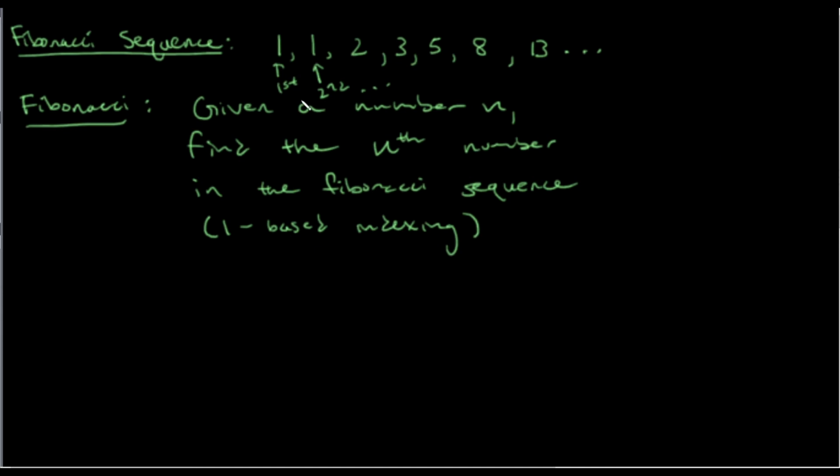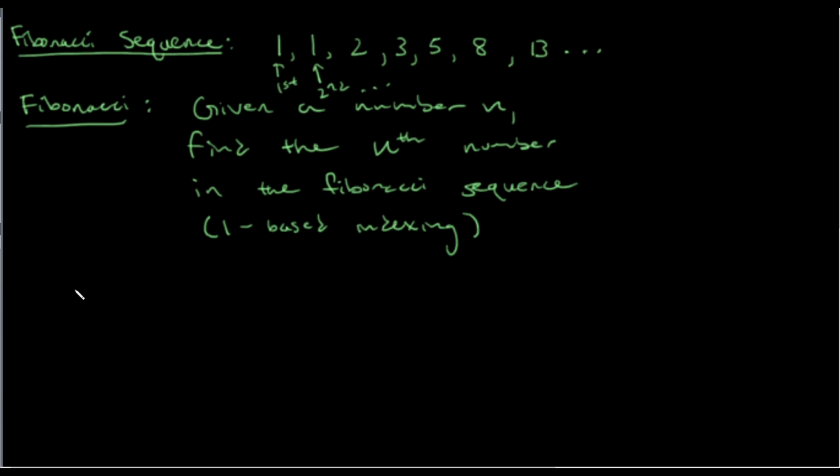And so it seems very natural here to define some sort of method or code that solves the Fibonacci problem. It seems really natural to define it recursively, given that the Fibonacci sequence is defined recursively, right? The nth Fibonacci number is the n minus first Fibonacci number plus the n minus second Fibonacci number. So that's exactly what we're going to do.